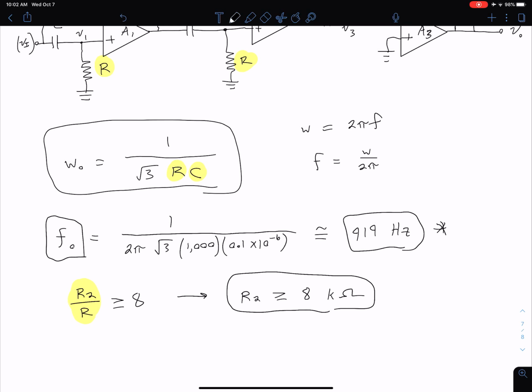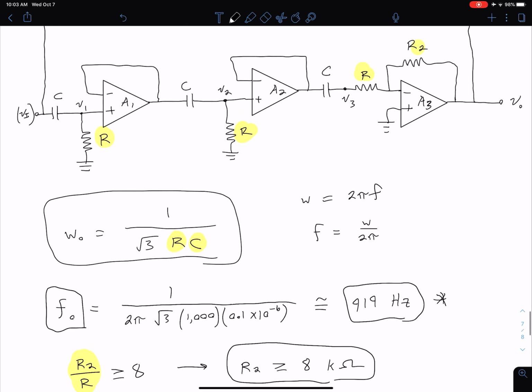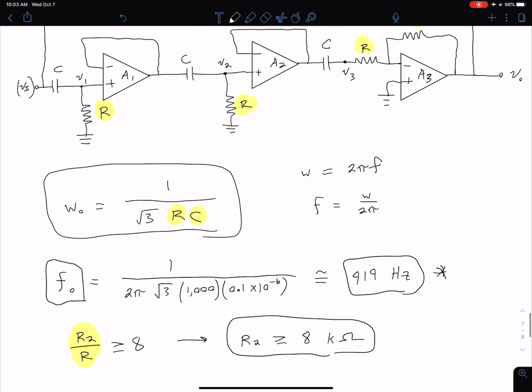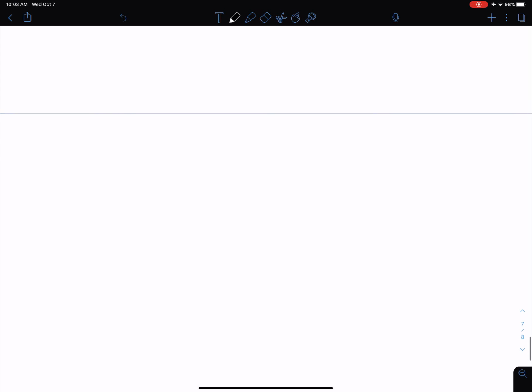So what I want to do now is take a closer look at the contribution from each of these 3 RC networks, just to reinforce what we had seen in the previous video. So we want to consider the contribution of each RC network at that oscillation frequency, omega naught.